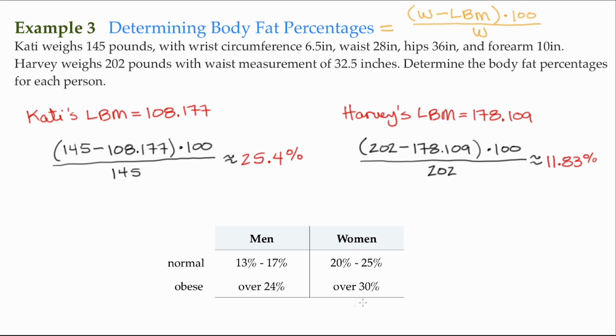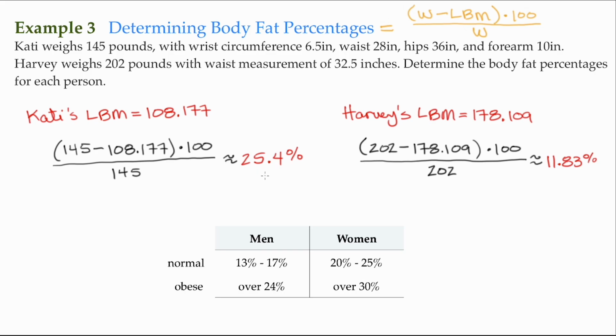So now we have this chart here, and this chart kind of tells you where men and women should be as far as their body fat percentages. It's a very general chart, but you can see that they're different for men and women, obviously because of the way the fat is distributed amongst the two. So you can see for men, a normal body fat percentage is somewhere between 13 and 17%. For anyone over 24%, they would be considered obese. For women, the normal body fat percentage is 20 to 25%. Anybody over 30% would be considered obese.